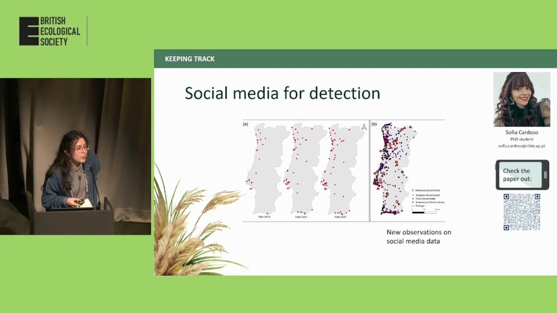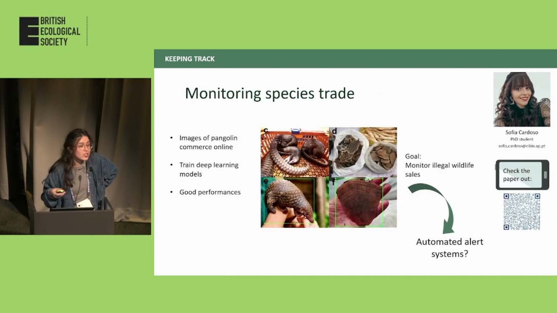And in fact, there were some new occurrences that were detected through the use of the social media data, which also demonstrates its potential as biodiversity observation data. In another work, she also applied this kind of methodology, in this case not to invasive species, but exploring the use of online images and digital data to monitor species trade.